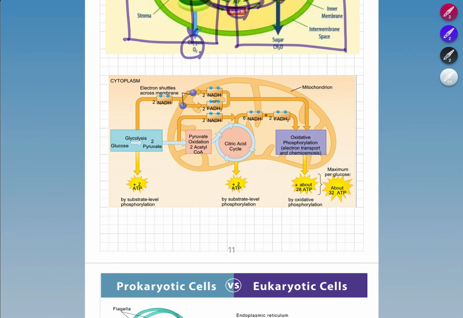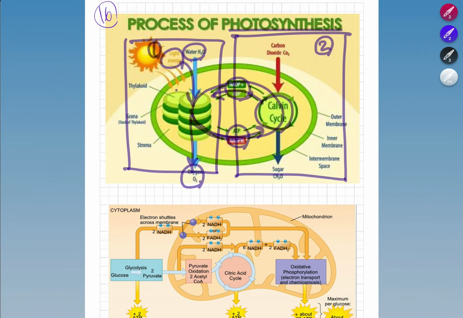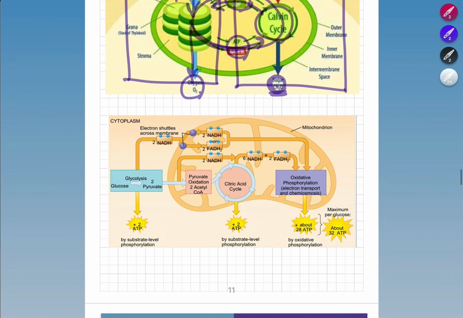This is cellular respiration. It is the opposite process of photosynthesis. If photosynthesis was making the energy source, which was sugar, cellular respiration is breaking that sugar down, so glucose, into energy forms that we can use, which are ATP.